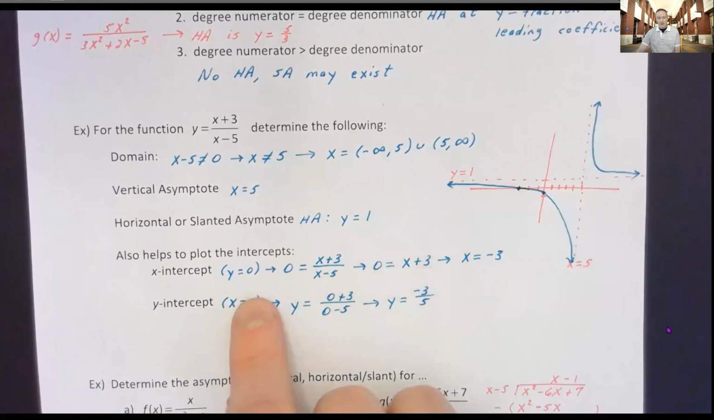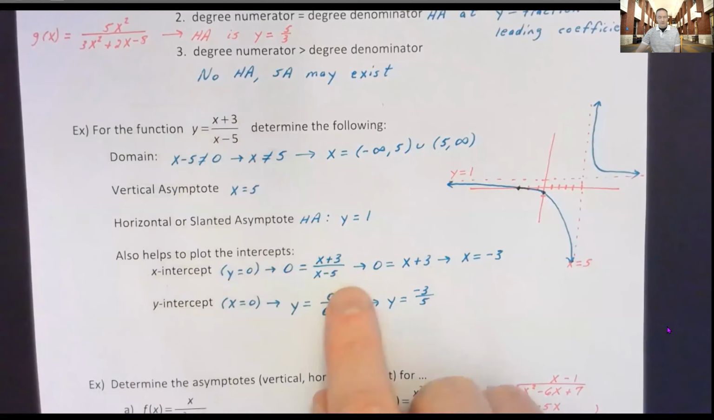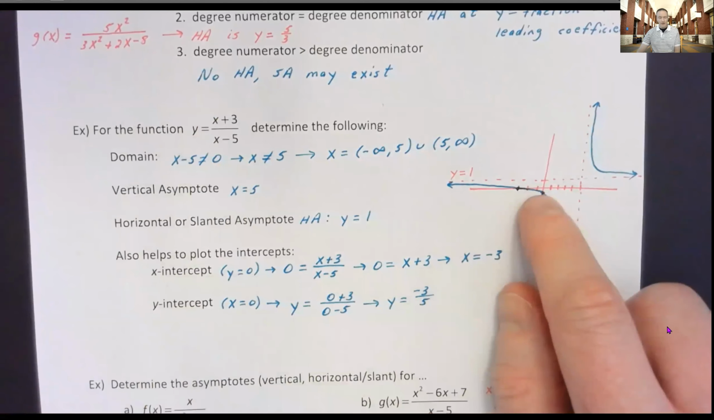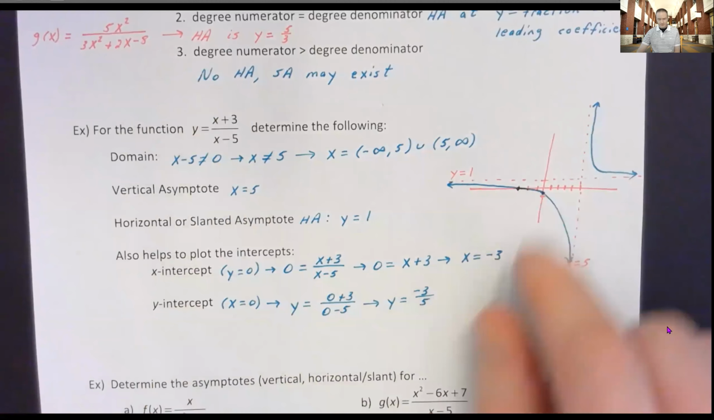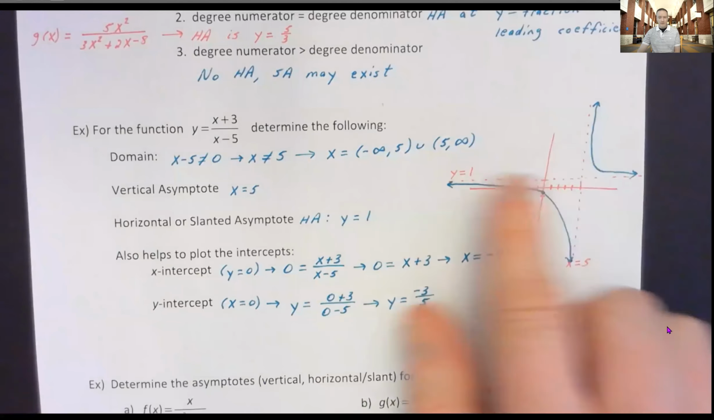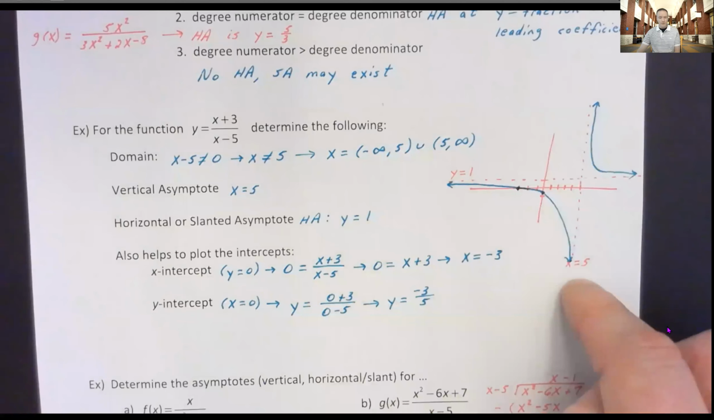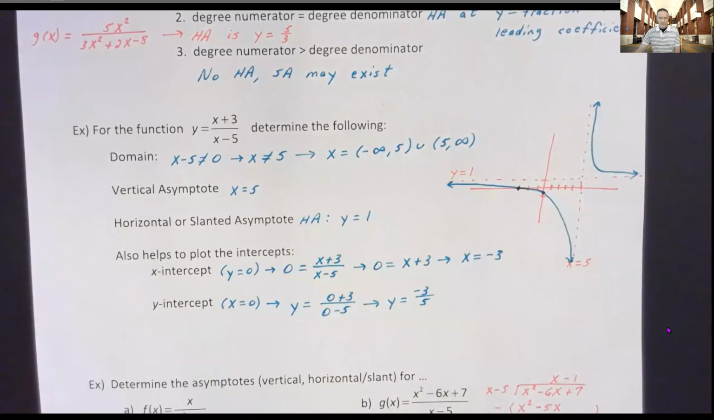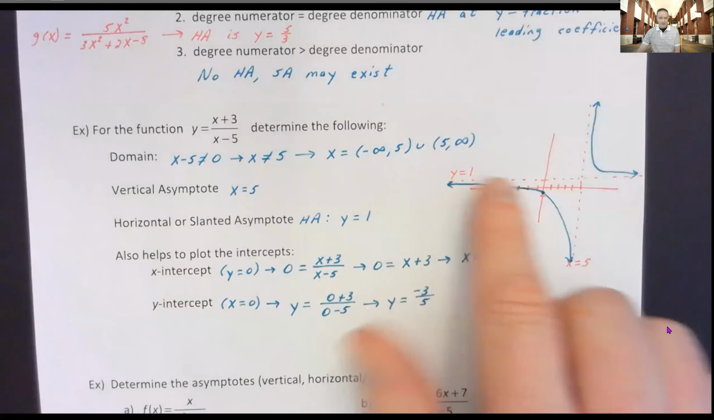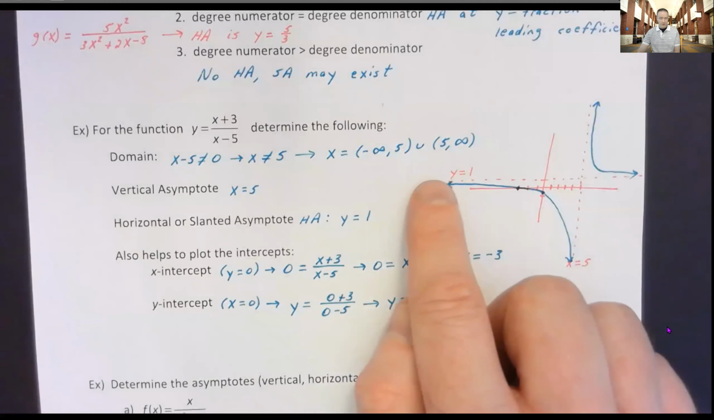My y-intercept: anytime you're wanting a y-intercept, that's when the x value is 0. Plug a 0 in for your two x terms, and you'll just get y equals 3 over negative 5, which is negative 3/5. You'll see I plotted out the y-intercept over here. Now, as soon as I plotted these 2 points and I knew that this was my horizontal asymptote and this was my vertical asymptote, it's an extremely easy graph to draw. I know as x goes towards negative infinity, the y values have to approach that horizontal asymptote.